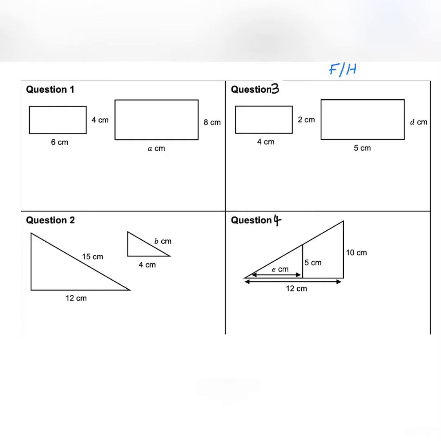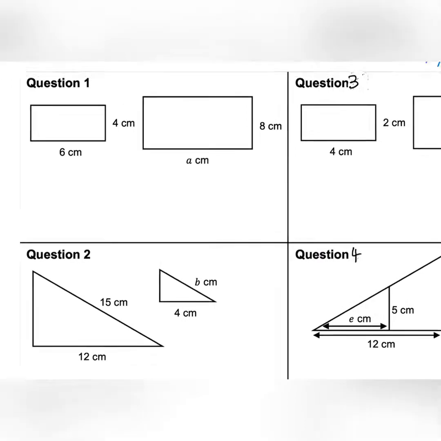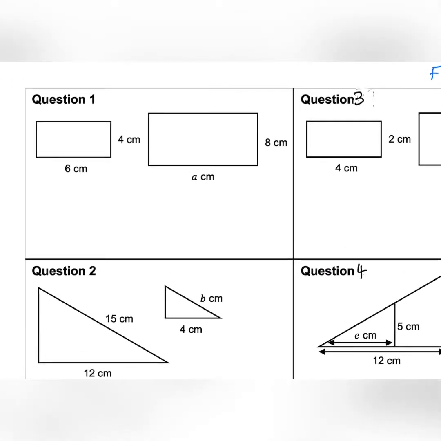Now looking at question number 1, we are given 2 shapes here, similar shapes, and we're given the lengths of the first rectangle as 6 and 4, and the length over here is missing. So the first thing we do is find the scale factor. Scale factor is how many times one shape is bigger or smaller than the other. So we look for the corresponding sides of each rectangle. Now these are the corresponding sides.